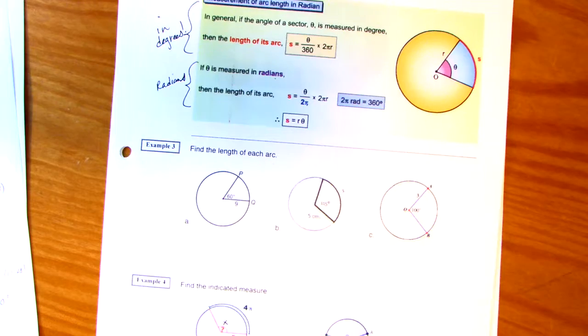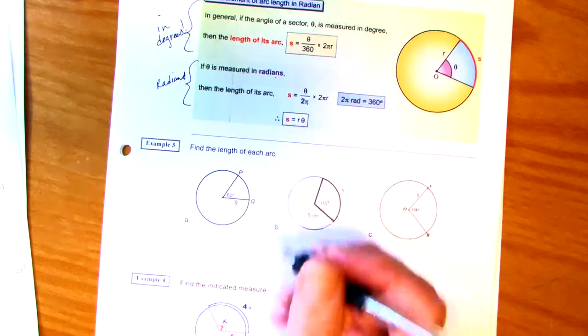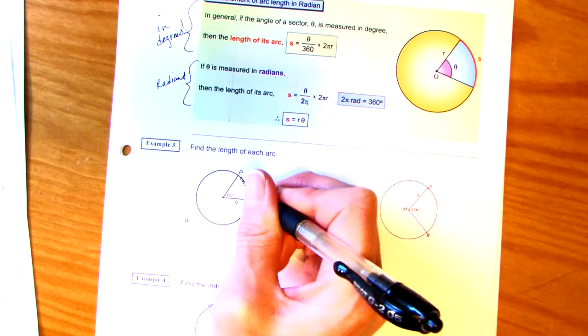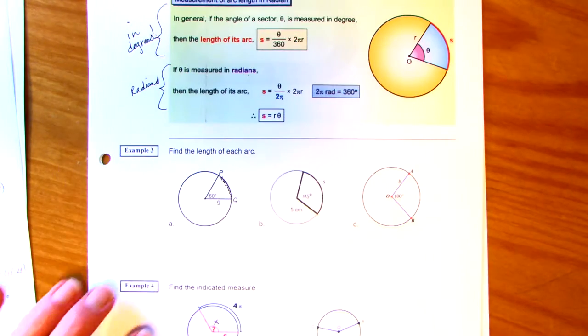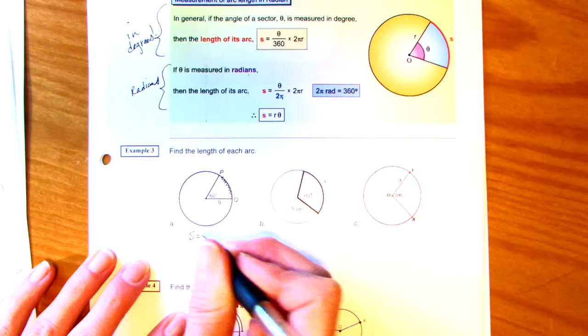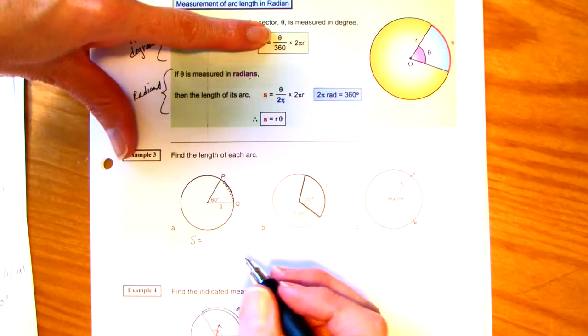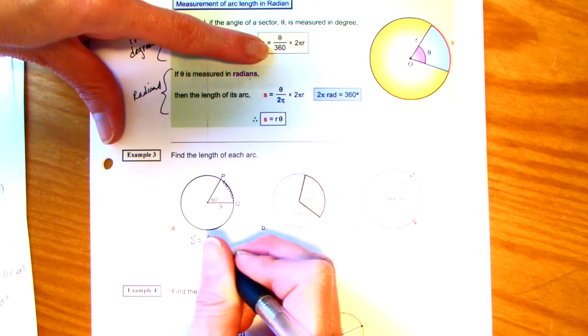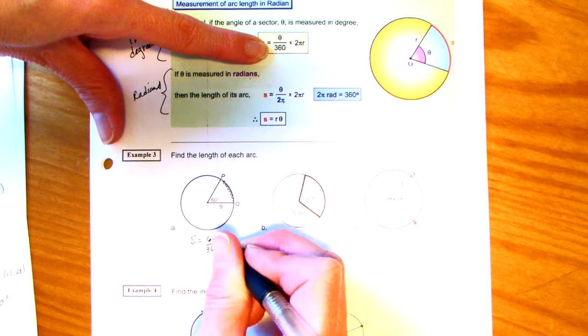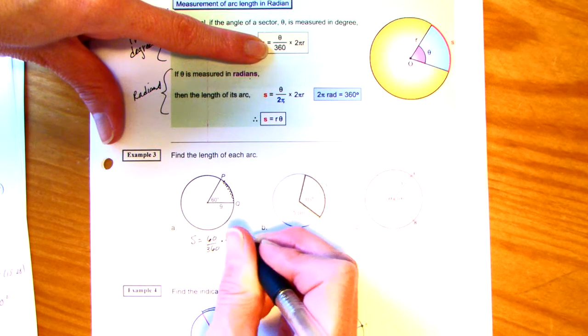So here we go. Find the length of each arc. So basically what I'm looking for is this length. And remember, for some reason they notate it with an S. I really don't know why. So S is equal to, the formula's up here, theta, which is 60, over 360, times 2 pi times 9.